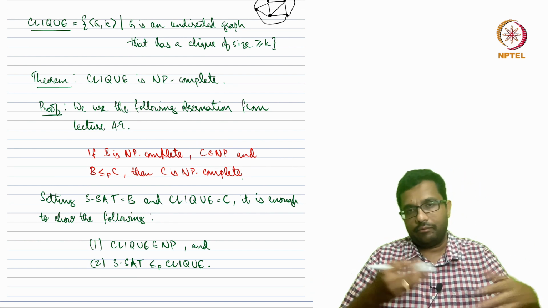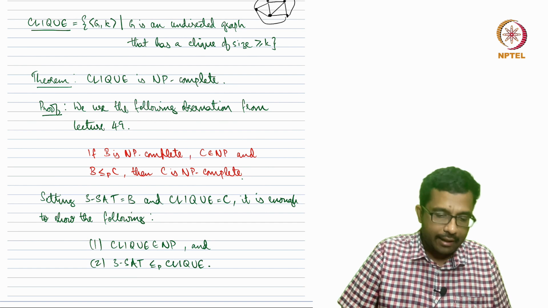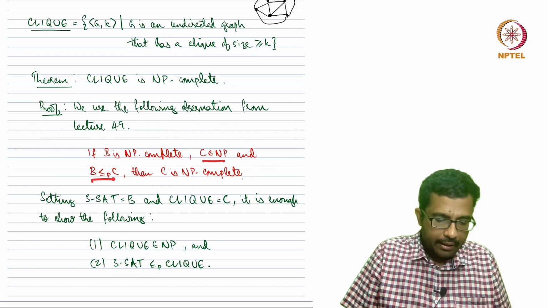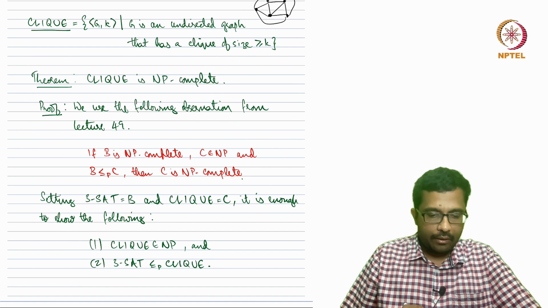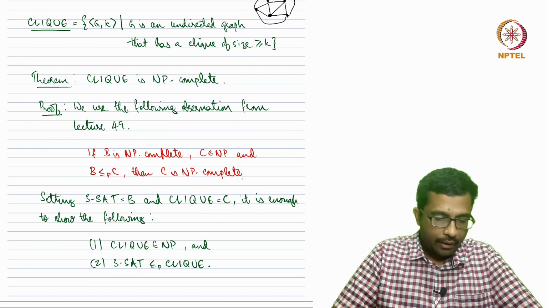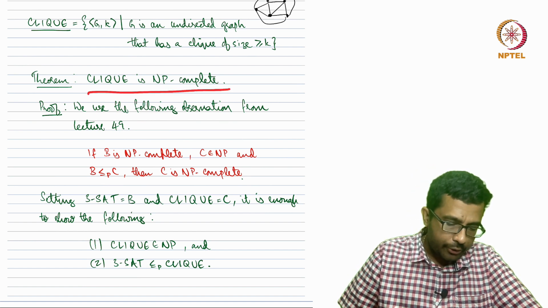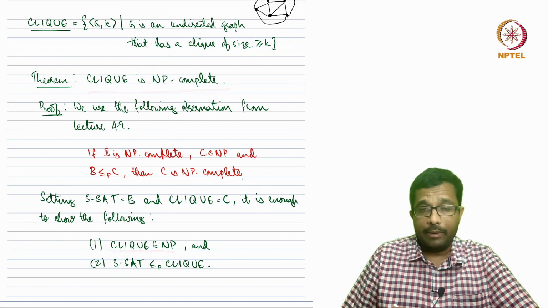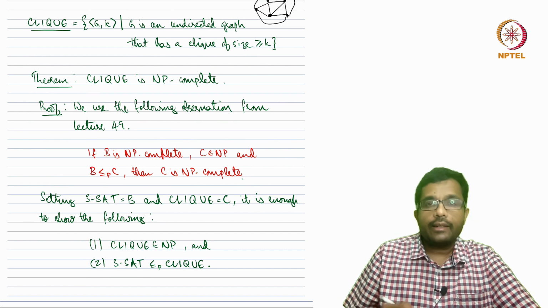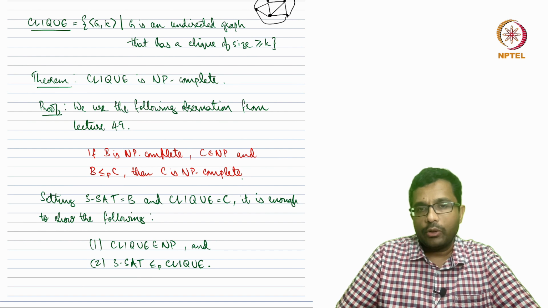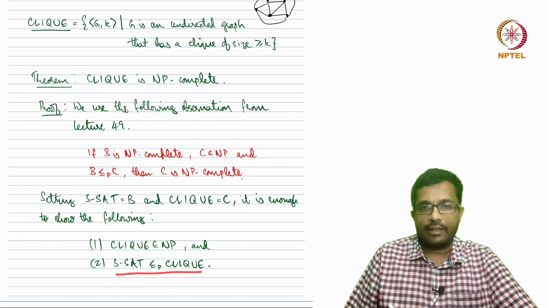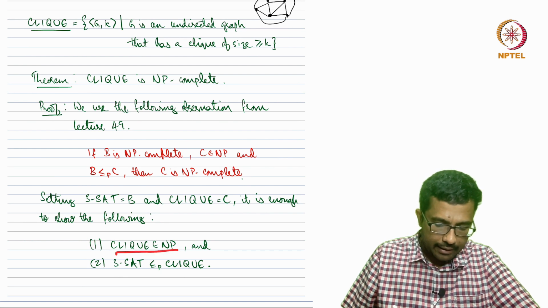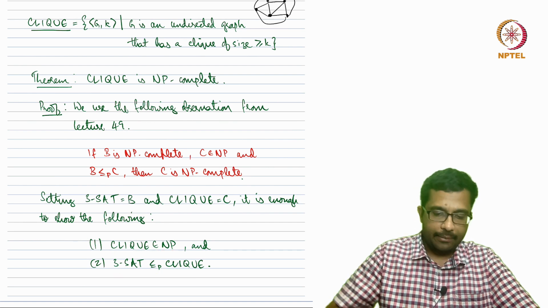Or we could change the order. We could show that C is in NP and show that B is reducible to C for some NP complete language B. So to show that CLIQUE is NP complete, we have to show that CLIQUE is in NP, and then show that an existing known NP complete language reduces to CLIQUE. Here we choose 3-SAT. So we will show that CLIQUE is in NP and 3-SAT reduces to CLIQUE.